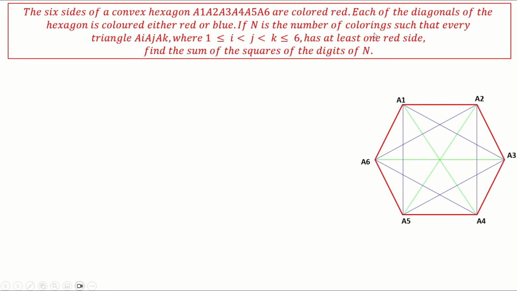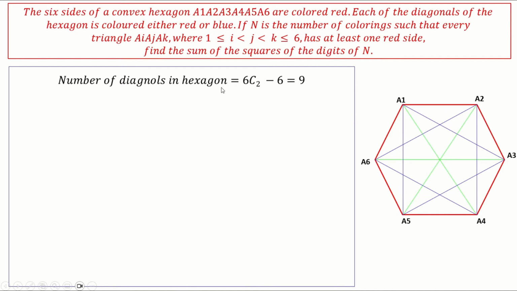If n is the number of colorings such that every triangle AI, AJ, AK, where I, J, K are between 1 and 6, means you take any 3 vertices and form a triangle, then the number of colorings that is required, which will have at least one red side. Of the 3 sides, at least one should be red color. Find the sum of squares of the digits of n. Okay, let's see how to do this.